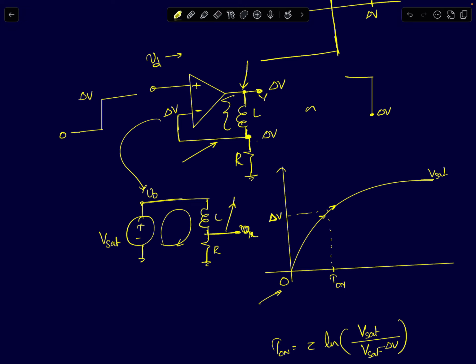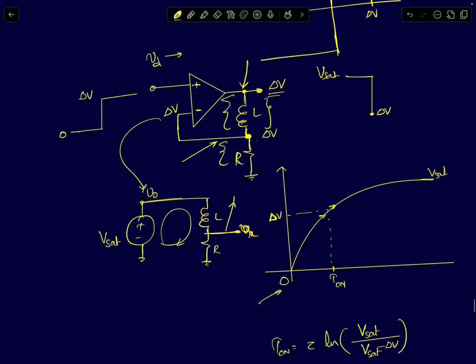Vx took a long time to reach delta V because it was a first order charging. But the output node voltage took no time. It suddenly jumped because the op-amp is now in action. When you are in the high gain region, the op-amp's output can change suddenly. So from Vsat, it jumped to delta V. The voltage across the inductor is now 0 and the current through the inductor will remain constant. It will not change anymore. If the current through the inductor remains constant, the node voltage across the resistor will also remain constant, staying put at delta V. At this point, none of the node voltages or currents in the circuit is changing anymore, so we say the circuit has reached a steady state.